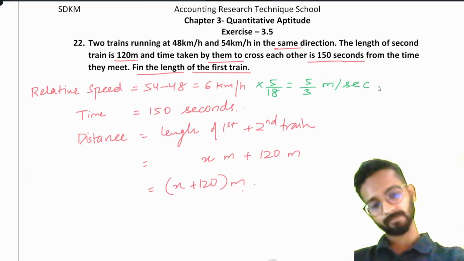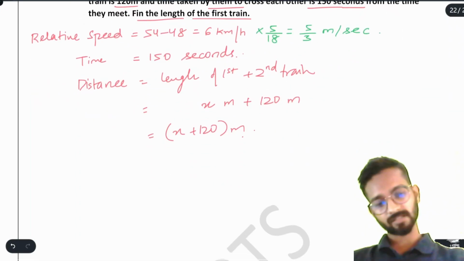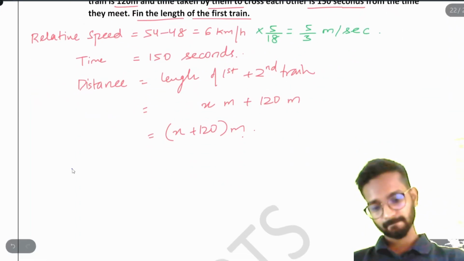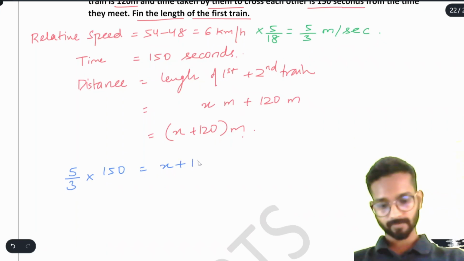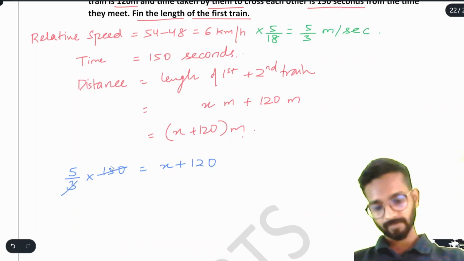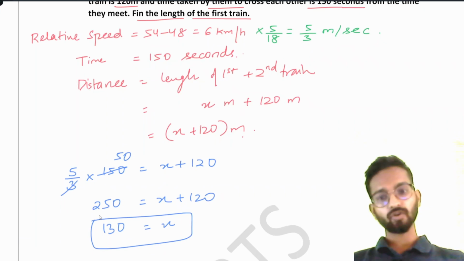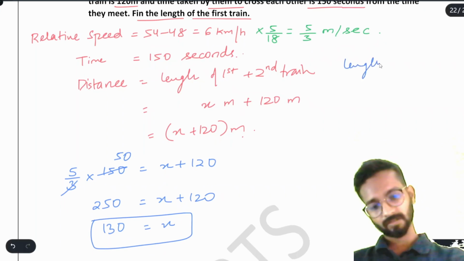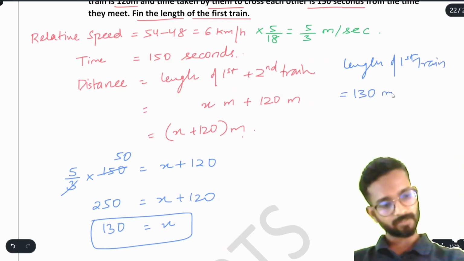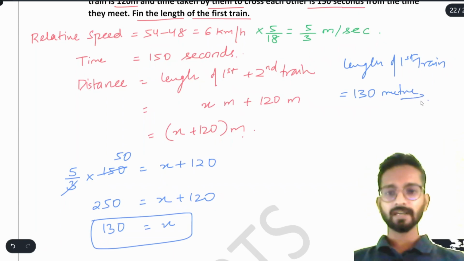Simple enough. Now look, speed is given, time is given, distance is given. You can say speed multiplied by time is equal to distance. 5 by 3 times 150 is 250. X will be 130. Therefore, the first train is how long? The length of the first train is 130 meters. Understood? Simple enough. Now, moving further to the next question.